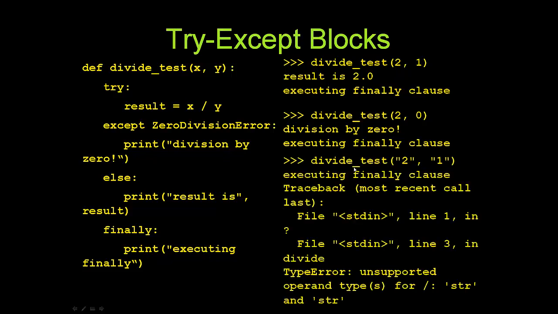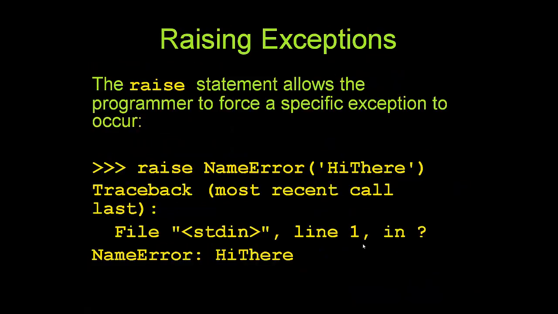If you do divide "2", "1", this is a string with a string, so this is a problem. That means it will not be caught here. The else clause is for when there's no exception, so it didn't get this one or this one, and then it goes to finally. But the exception actually runs out of this clause, so then you have this type error that's not caught.